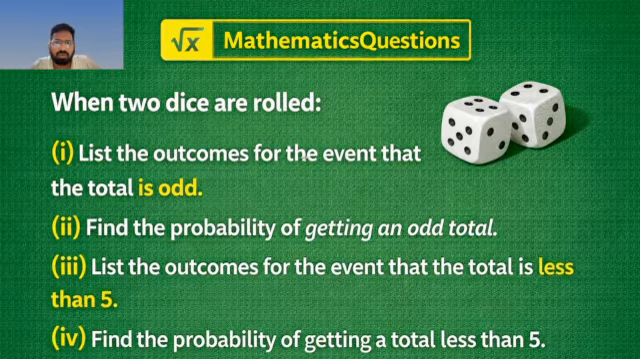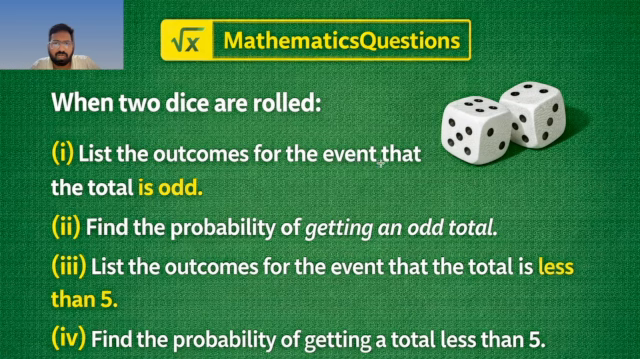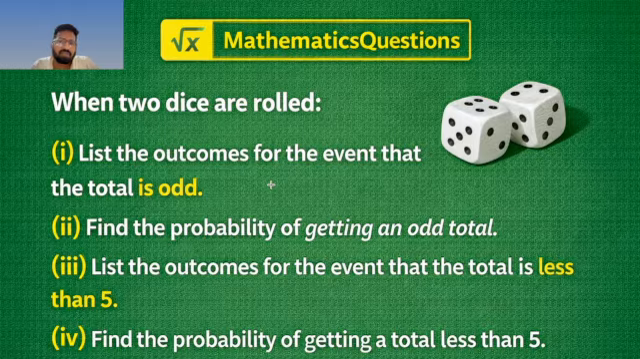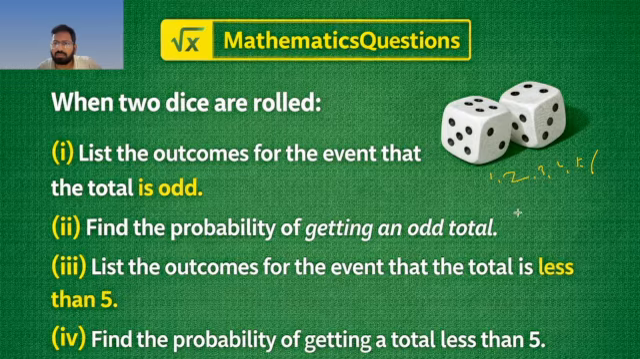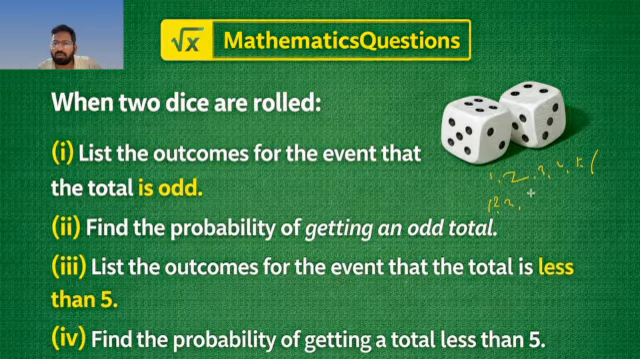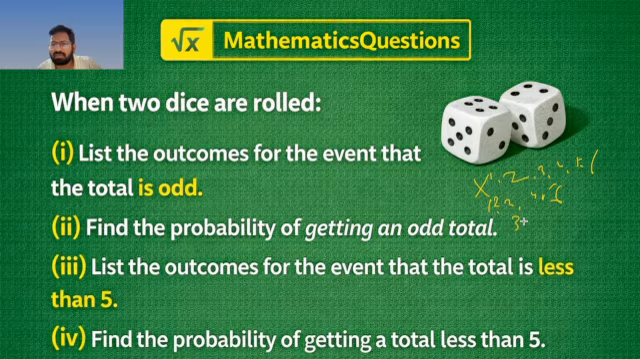When two dice are rolled, list the outcomes for the event that the total is odd. First of all, we need to understand when two dice are rolled, what are the total possible outcomes that can come. From the first, we can get either 1, 2, 3, 4, 5 or 6, and from the second also we can get 1, 2, 3, 4, 5 and 6. Total outcomes become 6 times 6, that is 36.